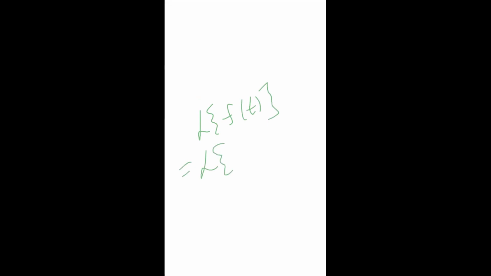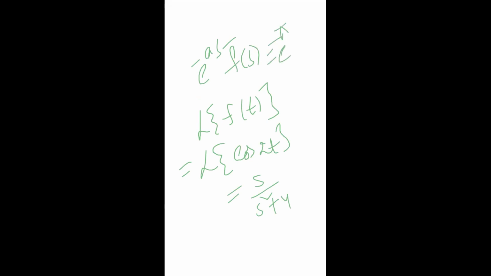L of cos 2t equal to s by s square plus a square, so s by s square plus 4. And L of g of t equal to e power minus as into f bar of s. This is the second shifting theorem condition. E power minus as, here a value is pi by 3, into s, and f bar of s is s by s square plus 4. This is one of the problems of the second shifting theorem.